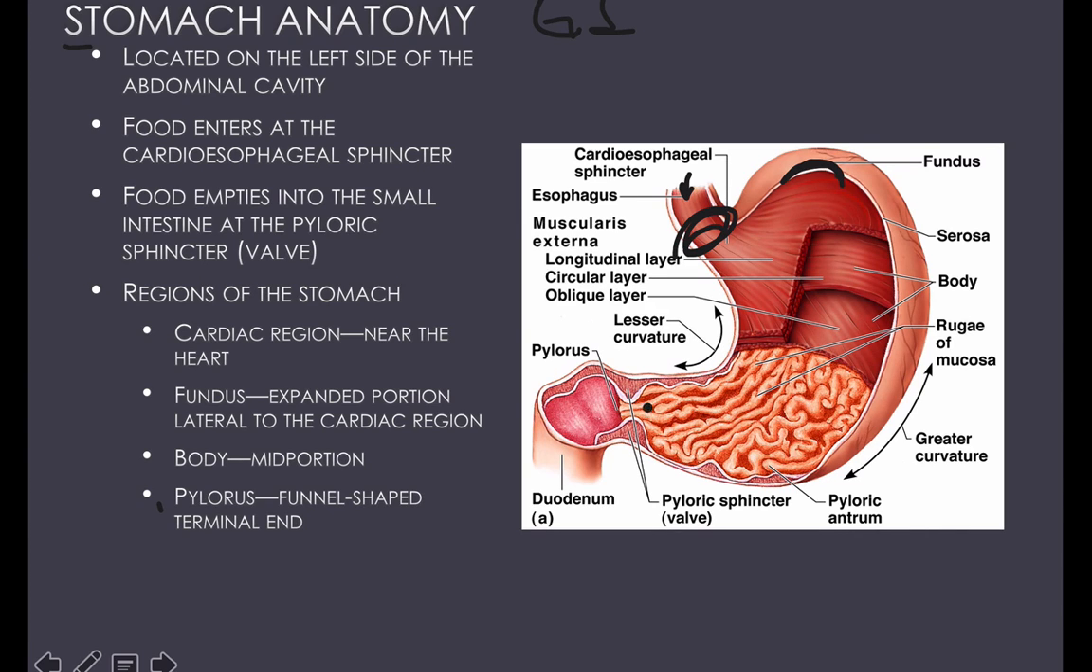So the major regions of the stomach are the cardiac region, which is near the heart. Then you have the fundus, which is the expanded portion that's lateral to the cardiac region. And then you have the body, which is the mid portion, and you can see that right in here. Then you have the pylorus, which is funnel shaped, and it's also the terminal end. So the pylorus is kind of right in here.